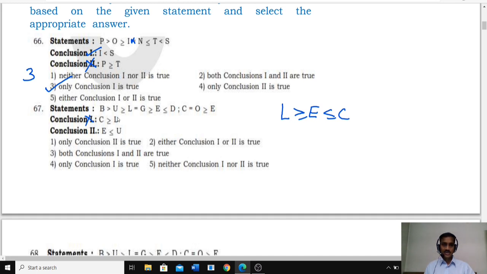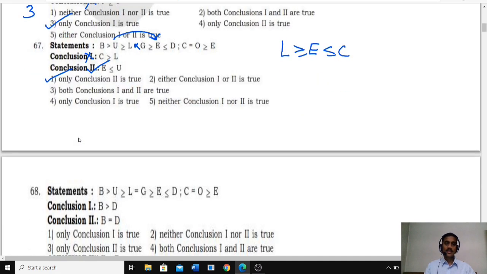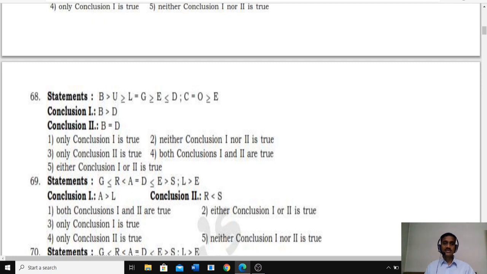The relation between E and U. U is here, E is here. Between these two, forget about the symbol equals to. Which symbol is common? Greater than or equals to. U greater than or equals to E is true. Obviously, E lesser than or equals to U is also true. Isn't it? Hence, what is your answer? Only conclusion 2 follows, and it is given in choice 1. Question number 67.